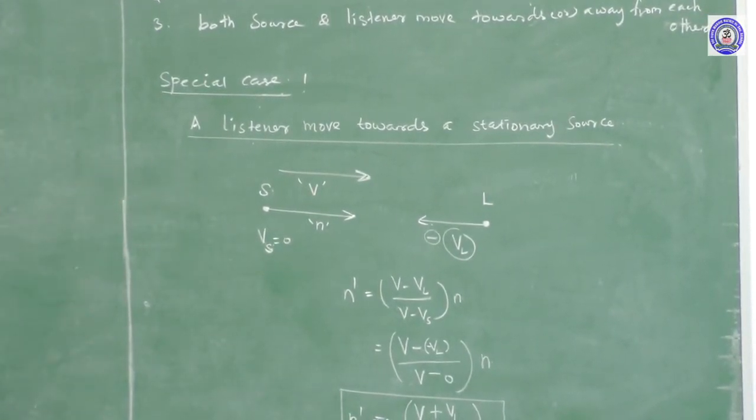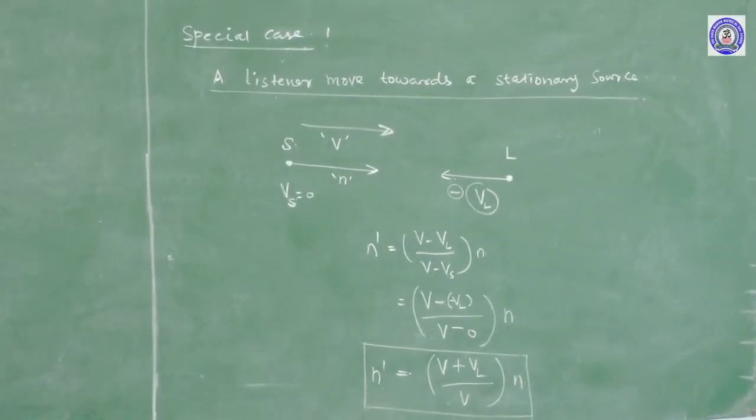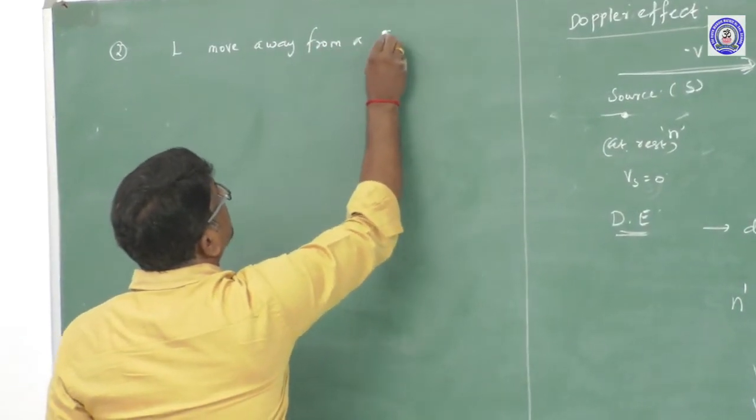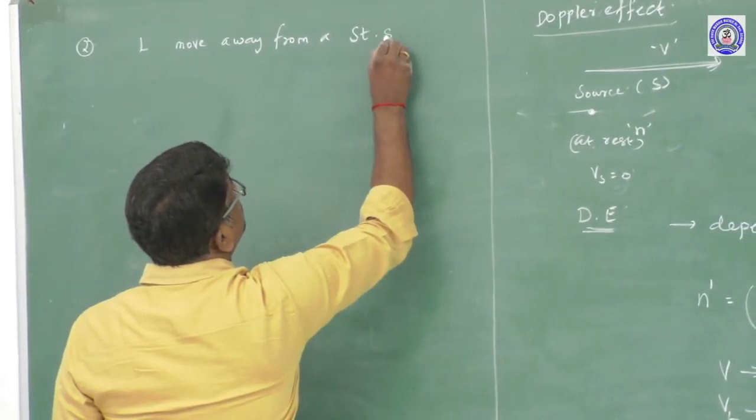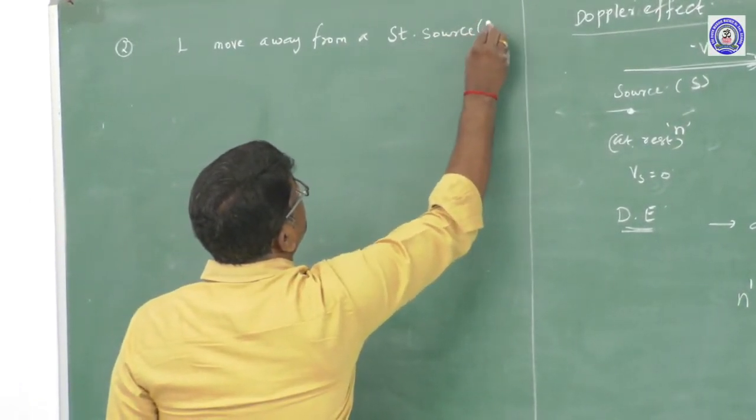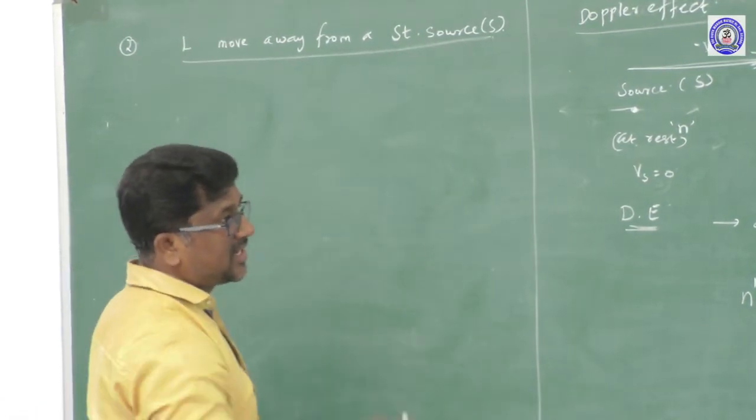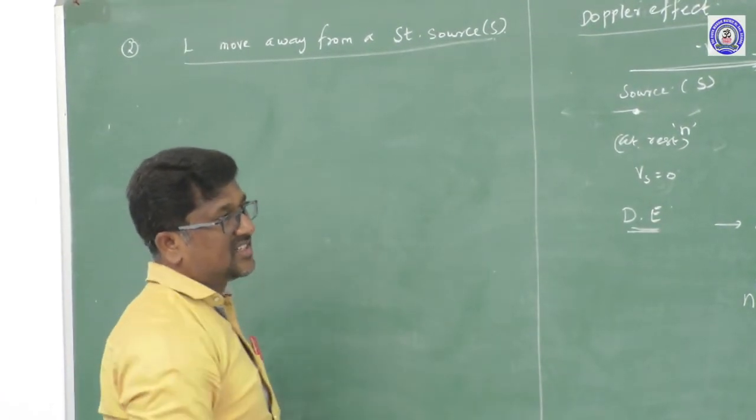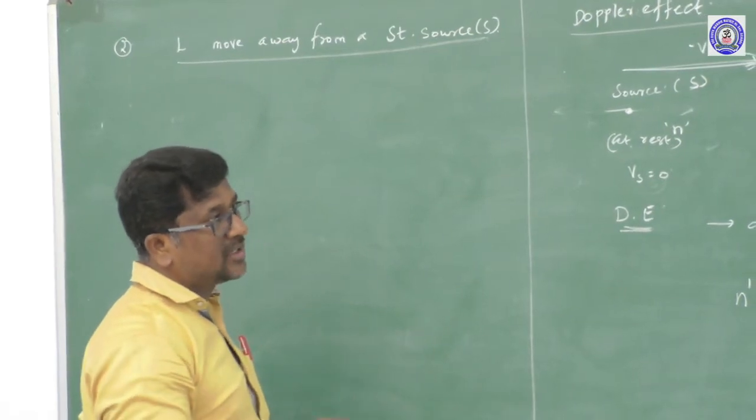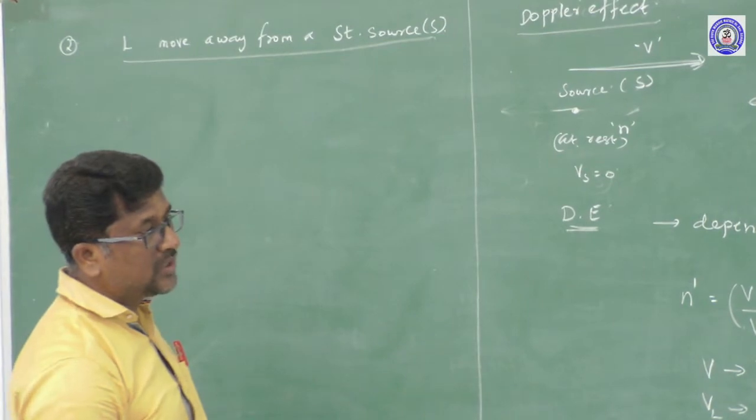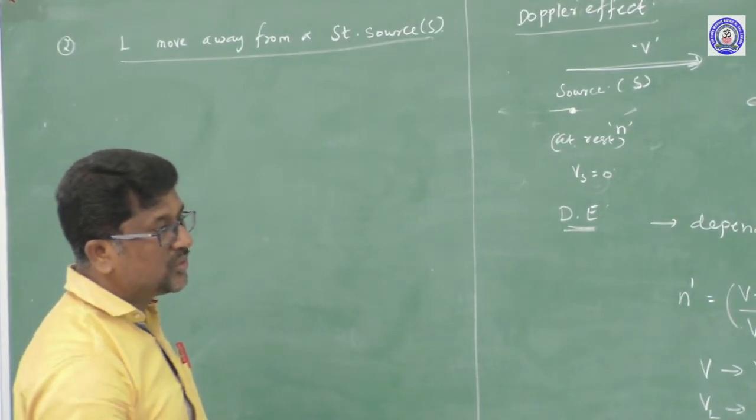So this is the first case. Next, the second case: listener moving away from a stationary source. In the first case, the listener moved towards a stationary source, and the apparent frequency of the sound wave measured by him is given by n prime equals (V plus VL) divided by V into n.